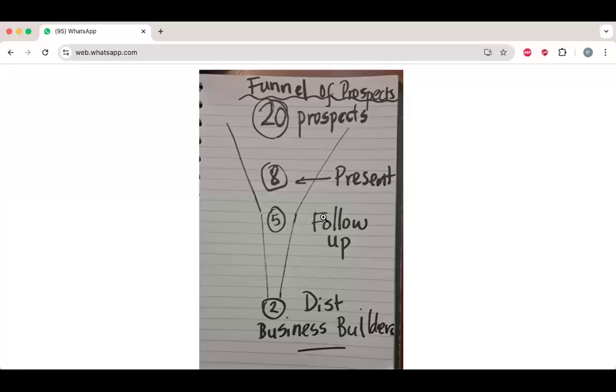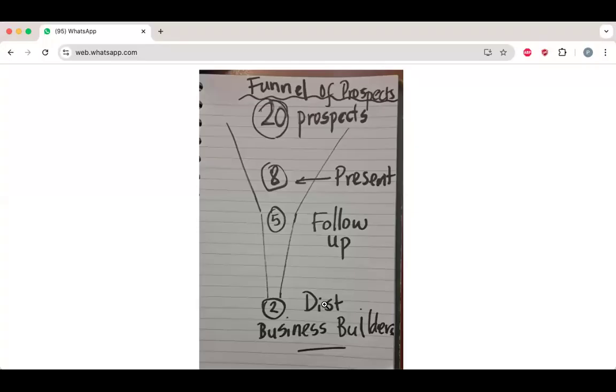Okay, this is a funnel of prospects. If you have 20 prospects, if you invite all of them to look at the business, an average of 8 will accept to actually look at the business. Out of the 8 that look at a business, if you follow up, 5 of them will actually respond if you keep following up. And out of those, 2 will join your business as business builders or distributors. This is the average for the industry. So when you find people saying no, don't worry, it's the process.